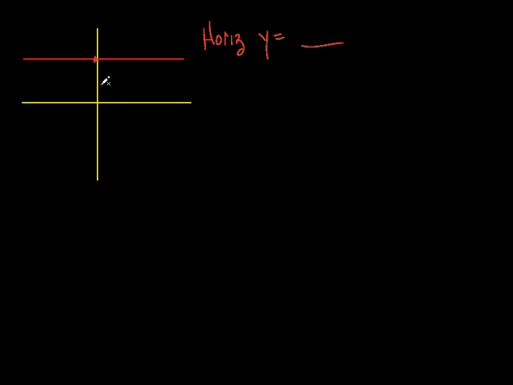It's just y equals a number. So let's say that's 1 and that's 2. What would the equation of this horizontal line be then? It's just y equals 2, and that's it. There's no x's involved or anything else. Okay, it's just y equals 2, and that's it.